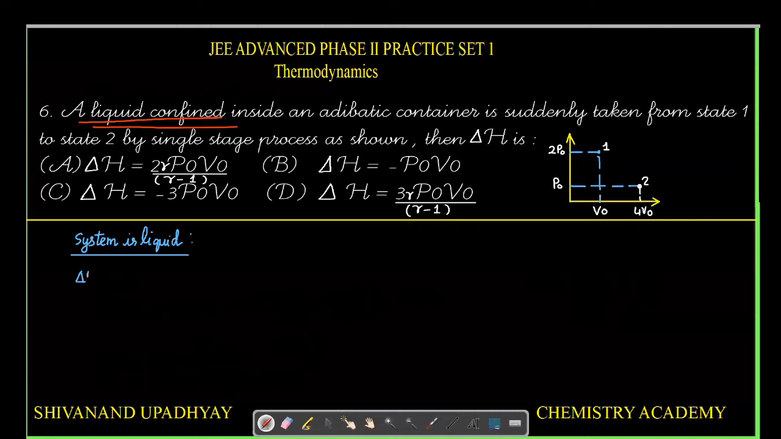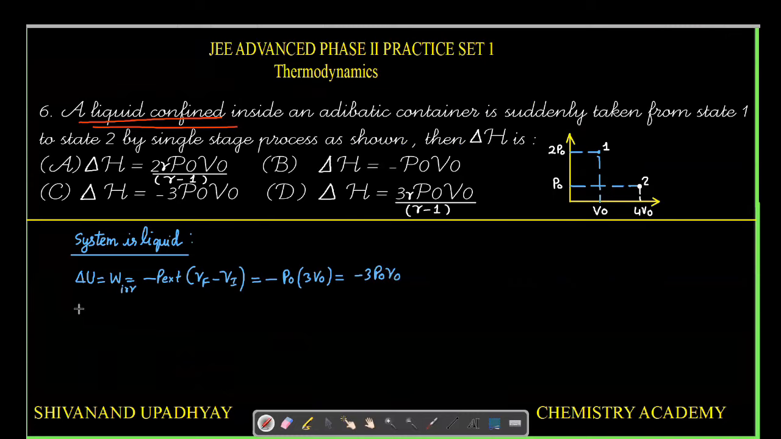I can write that Q is 0, so delta U is equal to W. For any system, W, work done in an irreversible process, is equal to minus P external times V final minus V initial. They have not given anything about the external pressure. It means that external pressure is equal to the final pressure of the system. The final pressure of the system is P naught. So I can write P naught, and the volume change is 4 V naught minus V naught, which is 3 times V naught. So this is the change in internal energy or work done, which is equal to minus 3 P naught V naught. And then we can write that delta H is equal to delta U.